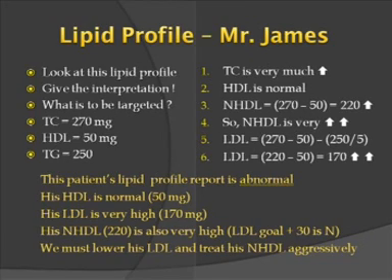How about the LDL? LDL is nothing but the NHDL minus the VLDL. How do we get the VLDL? By dividing triglyceride by 5. Triglyceride is 250 divided by 5 is 50, NHDL is 220, 220 minus 50 is equal to 170. LDL is also very, very raised. This patient's lipid profile is abnormal. His HDL though is normal, LDL is very high. So he must lower his LDL and treat his NHDL aggressively.